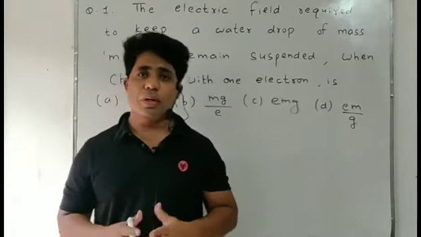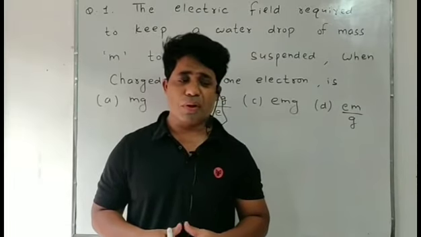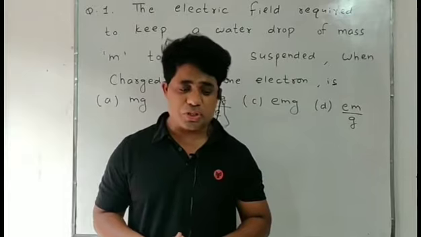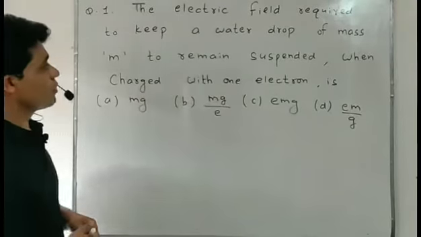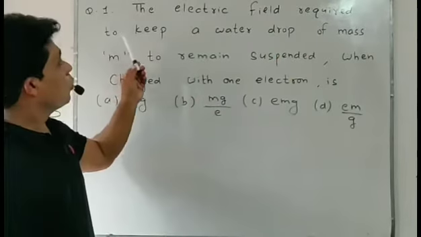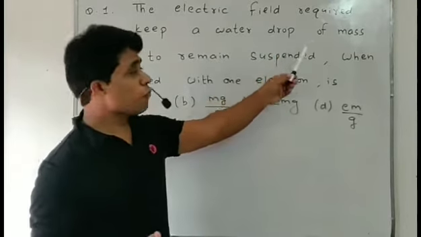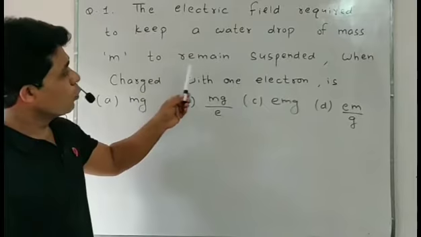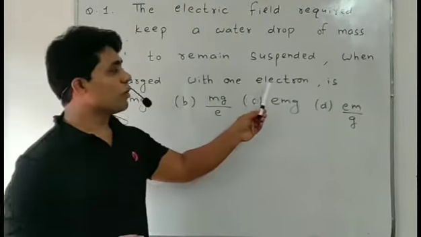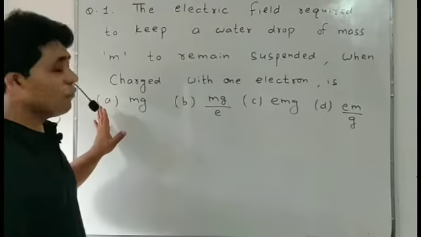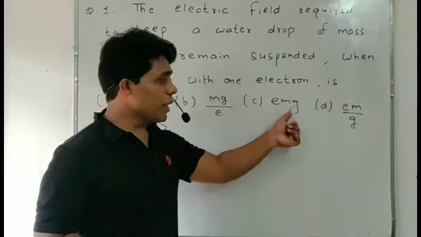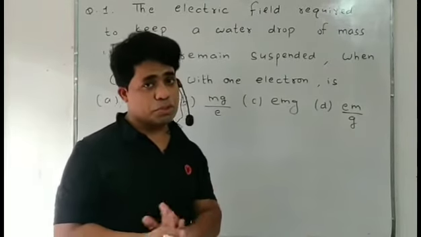Today we'll discuss some MCQ questions related to electrostatics for JEE NEET examination. Okay students, we'll start the first question. The electric field required to keep a water drop of mass m to remain suspended when charged with one electron is, we are given four options: mg, mg by e, emg and e by mg.